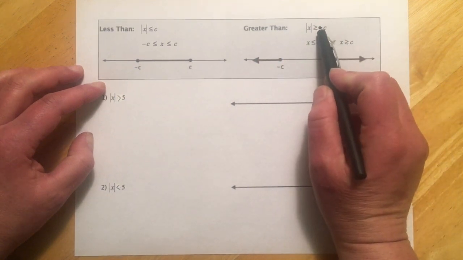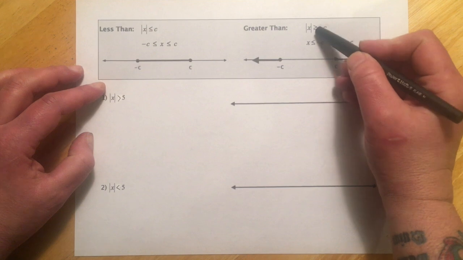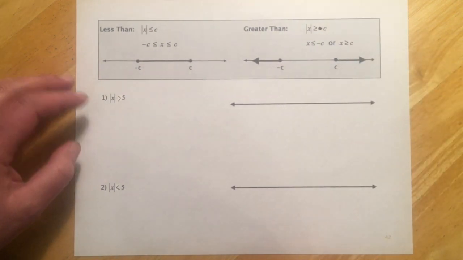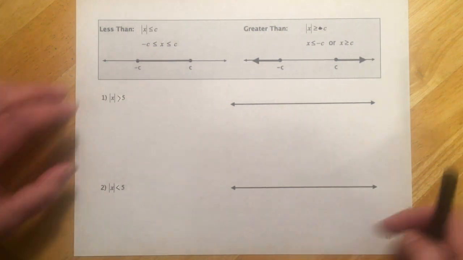And I accidentally had a minus there, so I scratched it out, it's a little blob, but that should be a regular positive 5. So let me do the greater than one first.